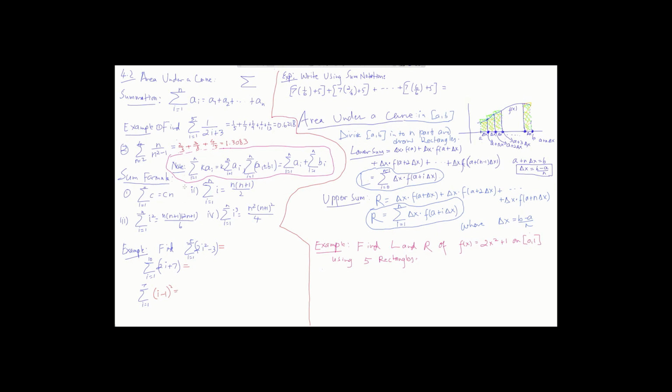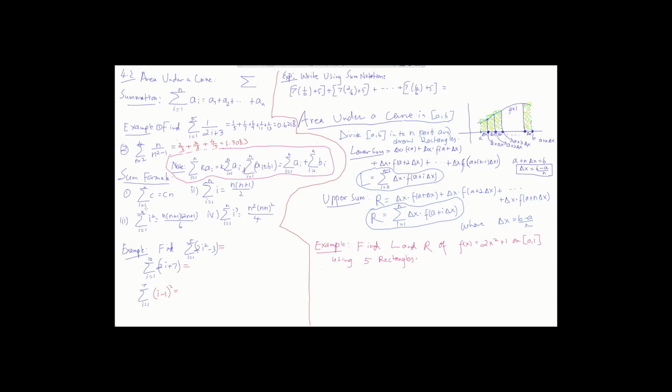There are some formulas. If there is a sum of a constant k times a sub i, you can pull the k outside and then do the summation of a sub i only. The next rule is that if there is a sum of two terms, a sub i plus b sub i, you can distribute the sum to the sum of a sub i plus the sum of b sub i. These are some basic rules of sums, but there are some more rules.